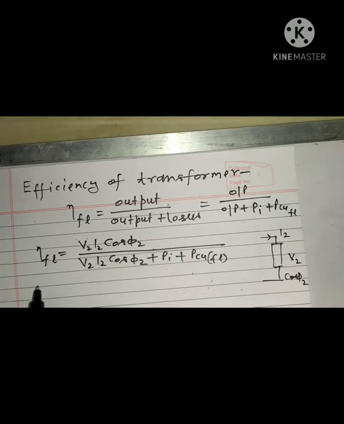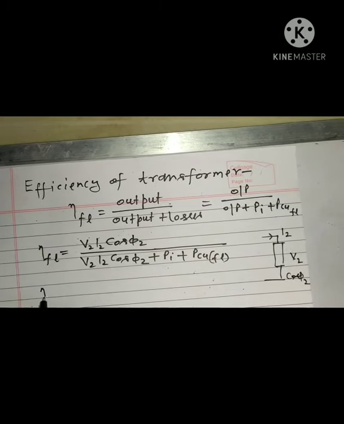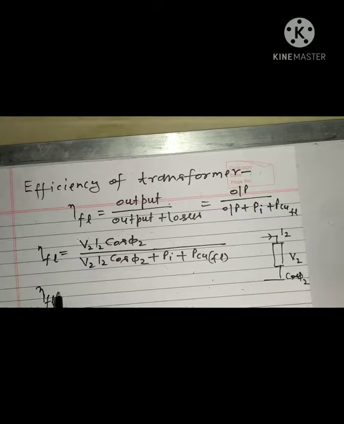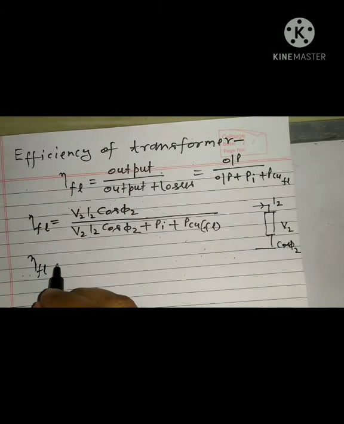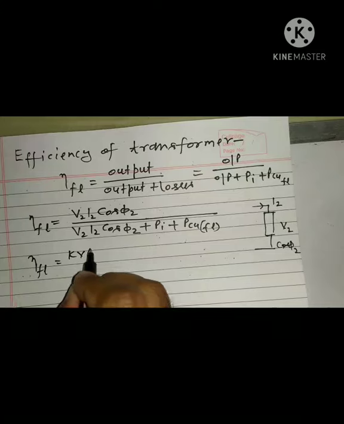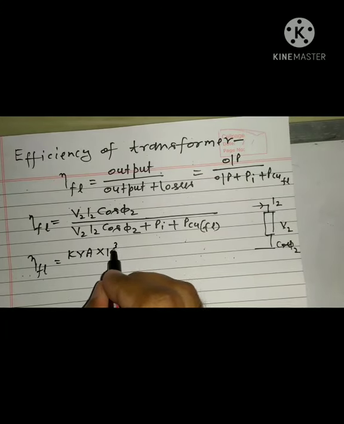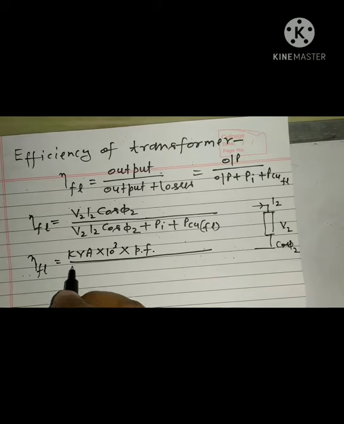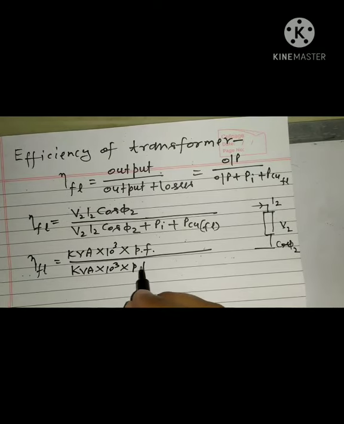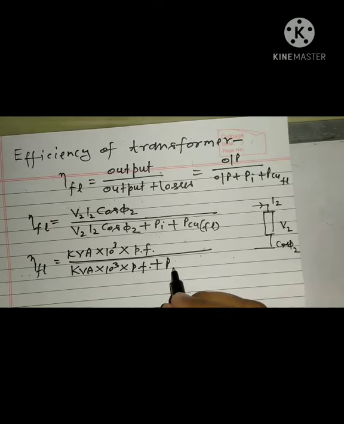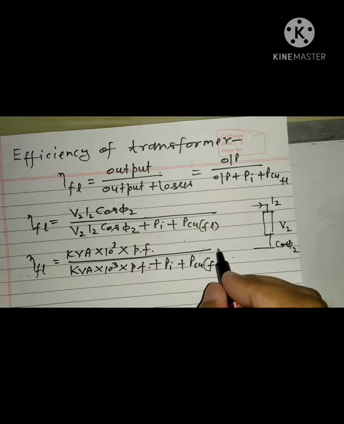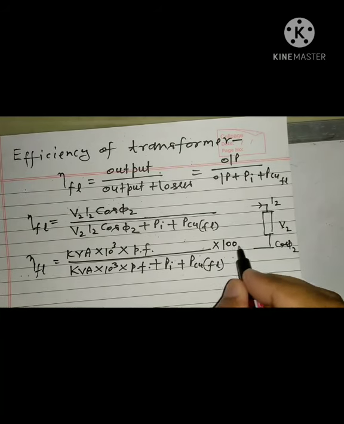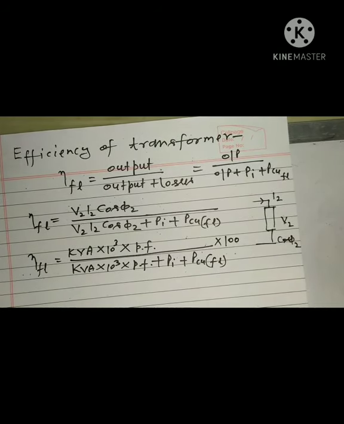So here I can write in terms of kVA, efficiency at full load will be kVA into 10 power 3 into cos phi, that is power factor, by kVA 10 power 3 into power factor plus iron loss plus copper loss at full load. Percentage efficiency you will get by multiplying with 100. Okay.